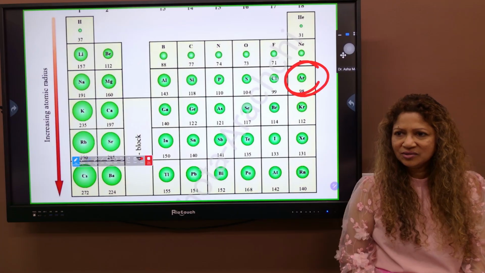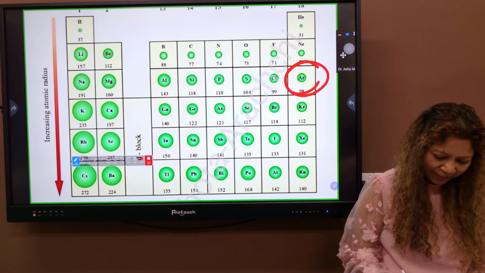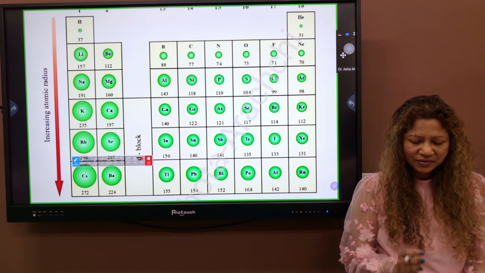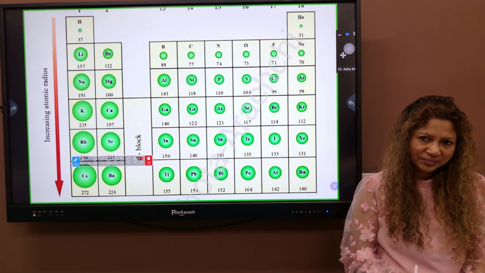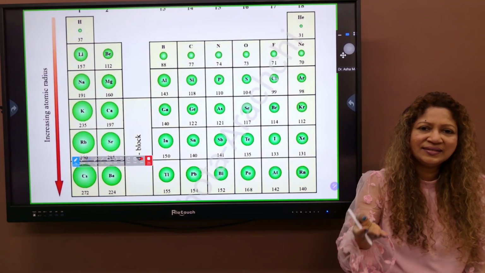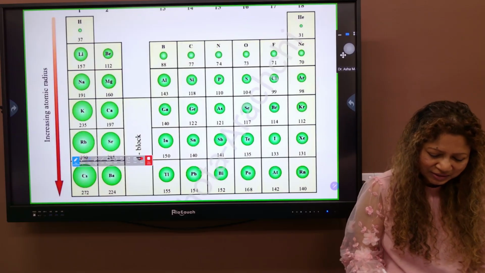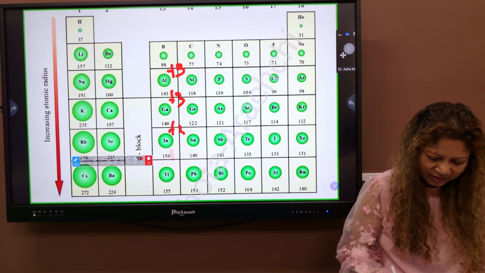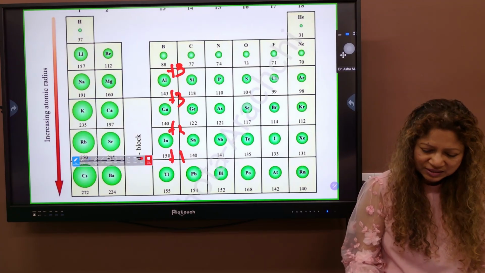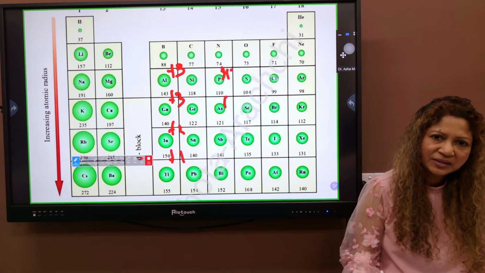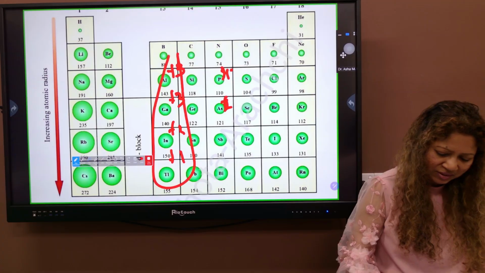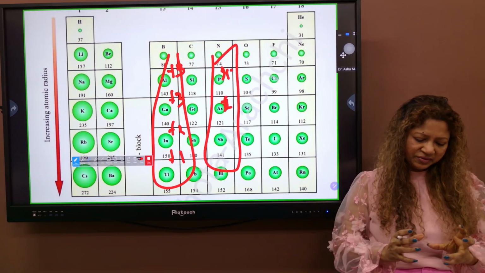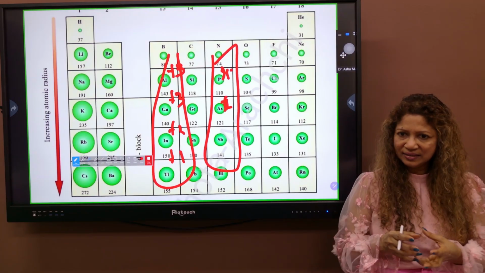Now tell me, what is the normal cation for group 13? Plus 3. So plus 3, plus 3, plus 3, plus 3. And group 15 maximum, plus 5, plus 5. So all are having plus 3, and all are having plus 5.